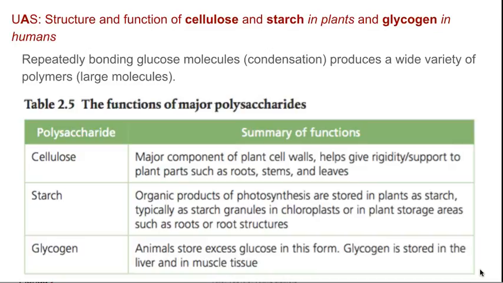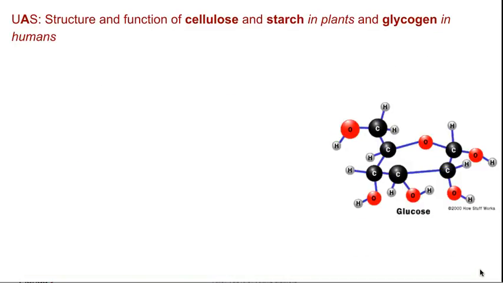So the three that you need to know for the IB are cellulose, which is the major component of cell walls, starch, which is the energy storage in plants, and also glycogen, which is the energy storage in animals. So please take a moment to note down the functions of these major polysaccharides. Okay, so here is our repeating unit, glucose. I just thought I'd put down a different sort of diagram there. And please note again the understanding up the top, structure and function. Both structure and function of cellulose and starch in plants and glycogen in animals.